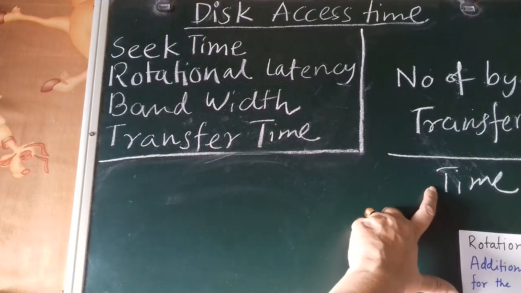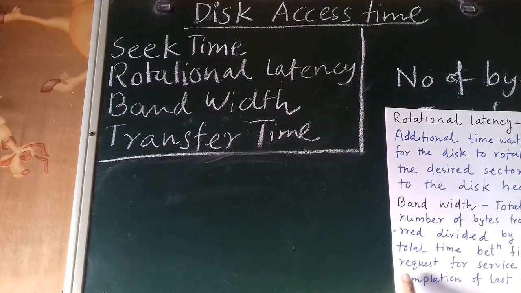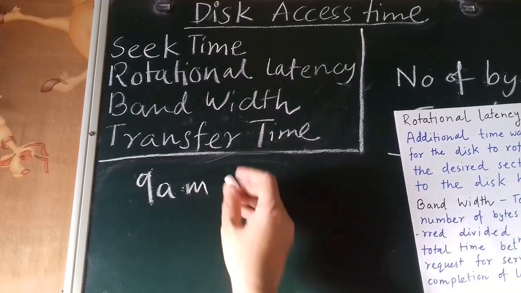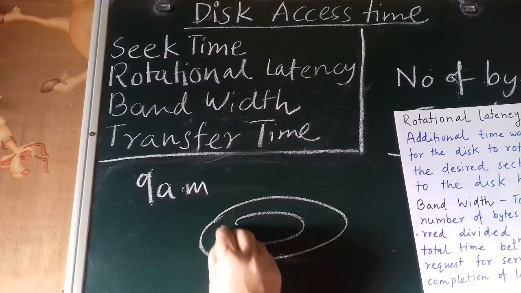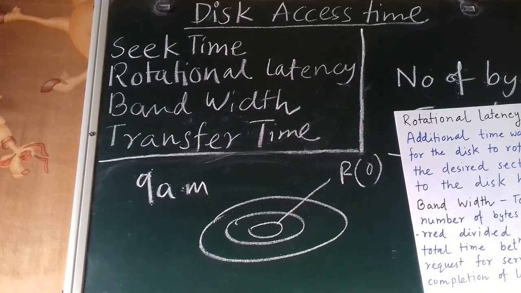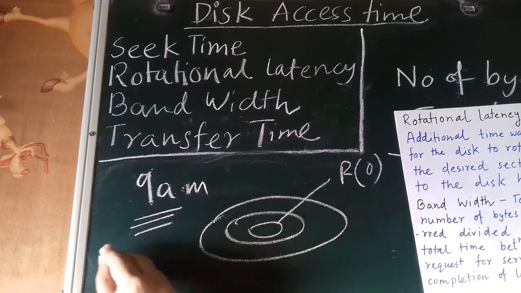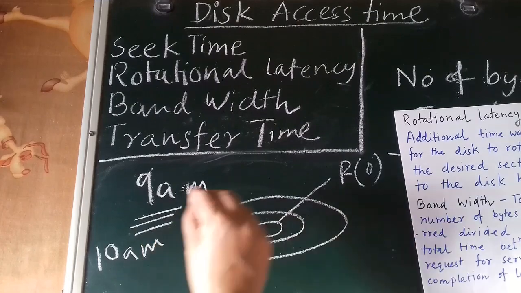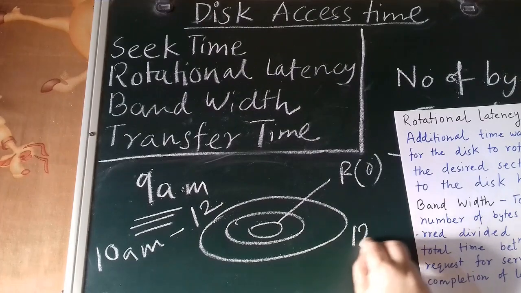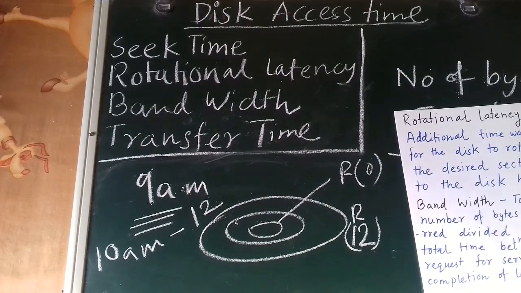Below, what we are dividing by is nothing but the time between the first request. Let's say at 9 a.m. we got the first request, which is reading something in track 0. Then requests continuously come. At 10 a.m. we got another request, reading in track 12. Let's say this is track 12. So when that request came at 10 a.m.